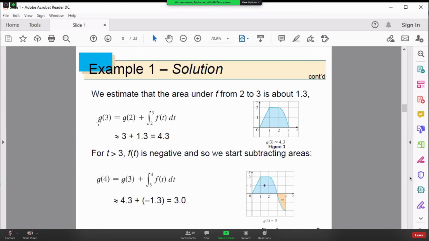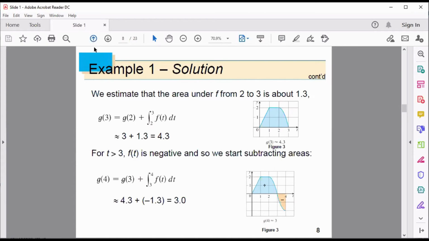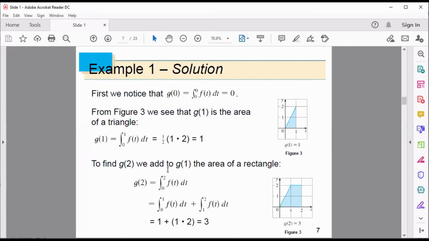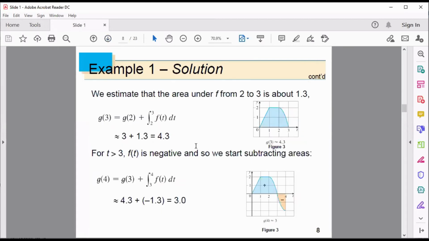When we try to evaluate g of 3, once again we go back to the expression and we put x equals 3 here. It becomes the integral between 0 and 3, but I divide it in 2 parts. It's equal to between 0 and 2, which was evaluated before, which is equal to 3, plus between 2 and 3. Between 2 and 3 I don't have the exact value. However, I can see it's a little bit more than 1 because when I join this point, the blue area here between 2 and 3 is more than 1. However, obviously it's less than 3.